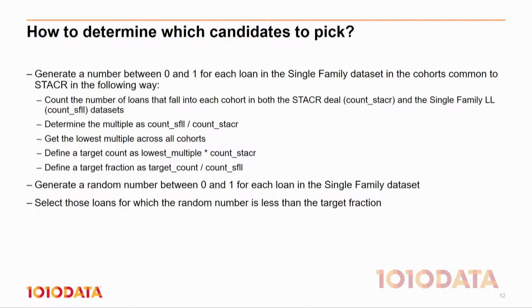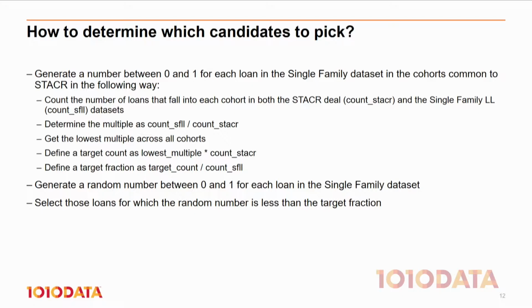So again, you don't need to go to R to generate random numbers or anything like that. Everything can be done in 1010 very easily. I'm going to explain this right now, and then we'll go over a numerical example so that it's a little bit more clear. But yeah, so for each cohort, you count the number of loans in the Stacker deal.